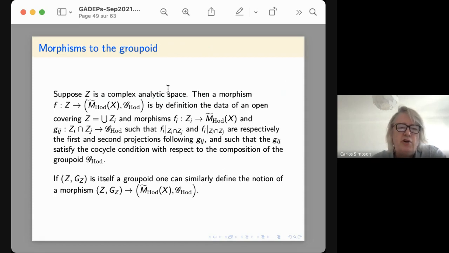This is just the standard notion of morphism from something or other into the groupoid. It just means you should have liftings of the morphism into the tilde space over open subsets of Z, and they should be related by gluing functions. I think you guys know how to do this. And you can even define a morphism from a groupoid into a different groupoid. I think you guys define Morita equivalences of groupoids that way and so on.